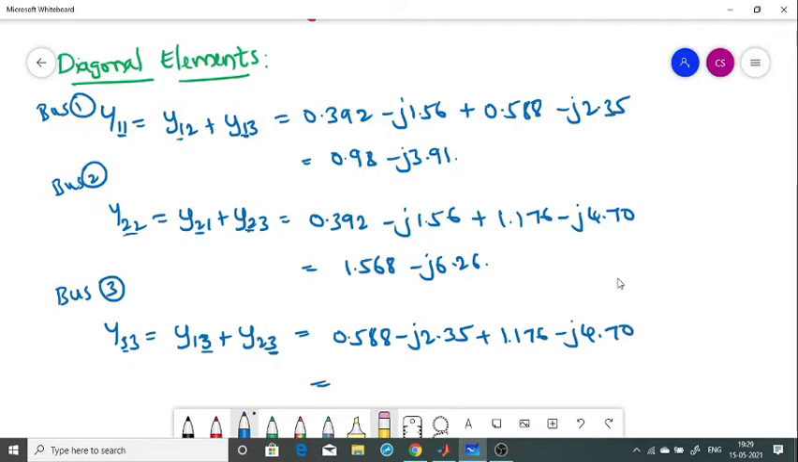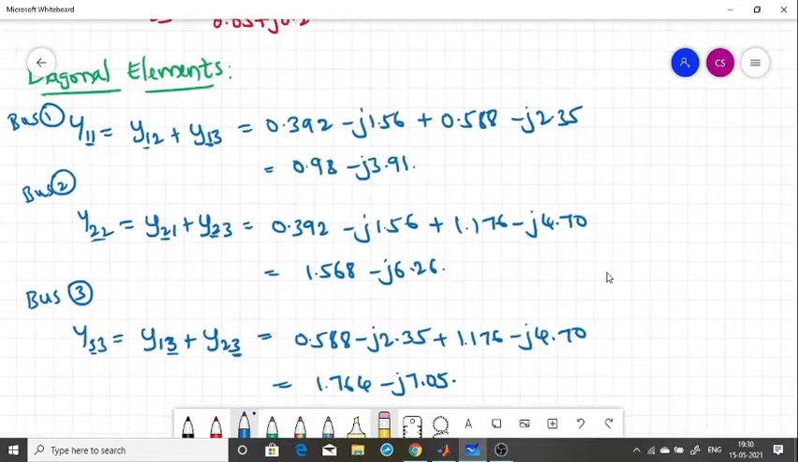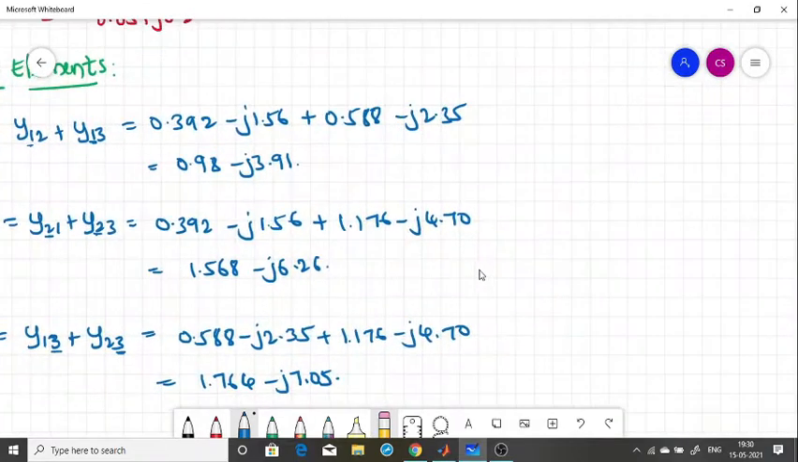So what value are we going to get? The resultant value is 1.764 minus j7.05. This is the way we are going to calculate the diagonal elements at bus 1, bus 2, bus 3, that means capital Y11, capital Y22, capital Y33. So the diagonal elements calculation is completed. I think it is clear.